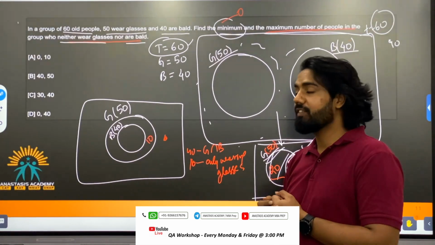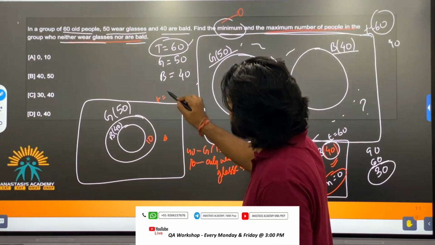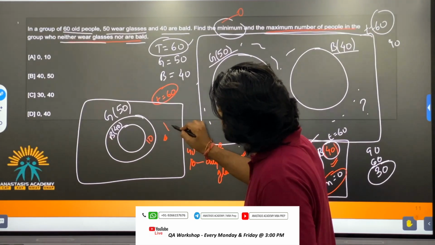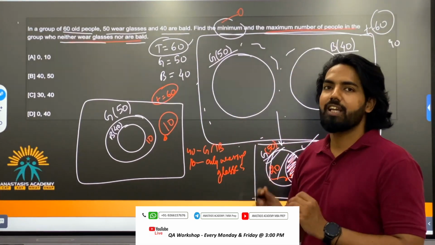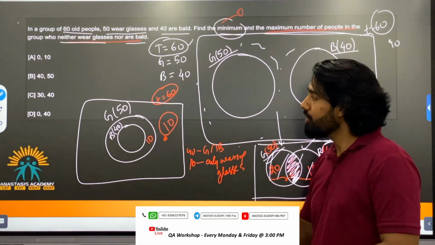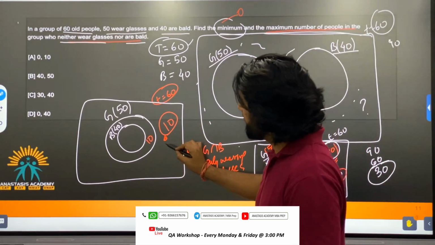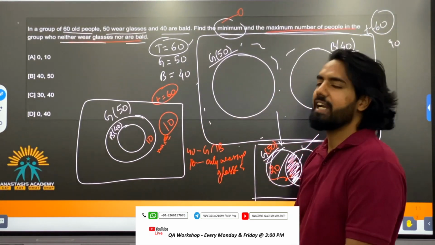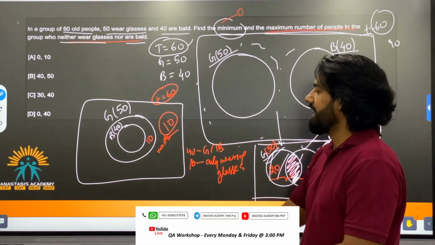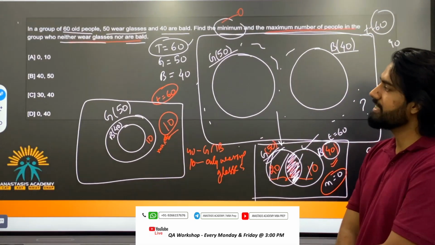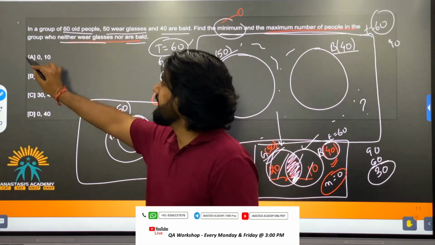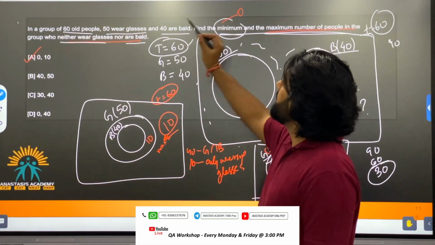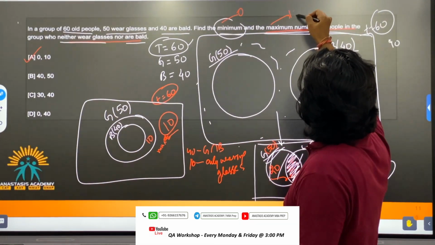How many people are left? Total number of people is 60. 10 people must be outside this set. So the maximum number of people that can be outside these two sets is 10. So the correct answer to this question would be option A, 0, 10. Minimum value is 0 and maximum value is 10.